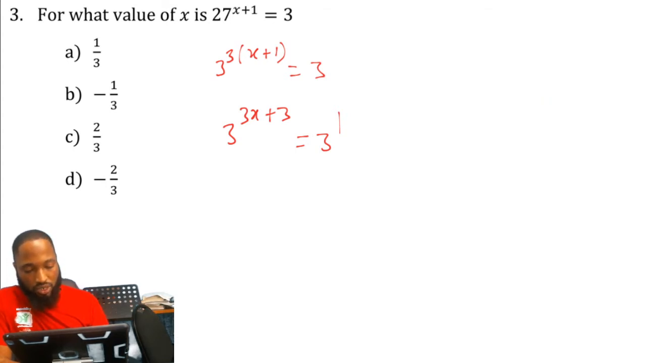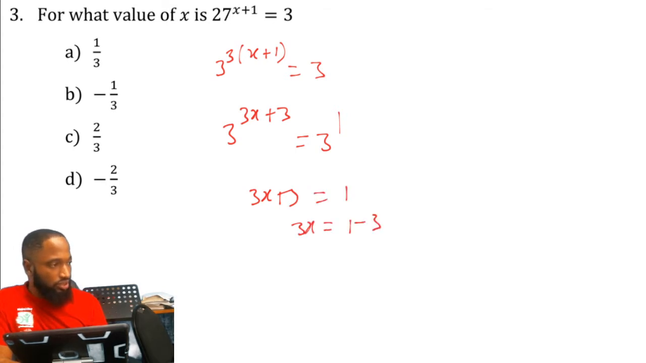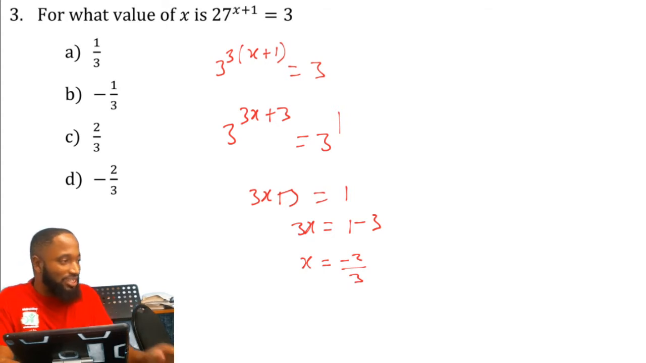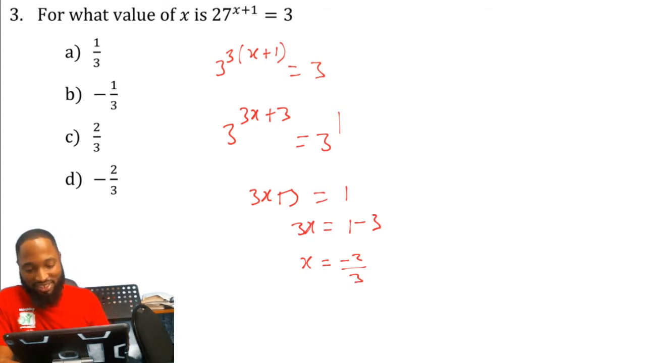So you're left with 3x plus 3 equal to 1. 3x is equal to 1 take away 3, which is negative 2. Negative 2 for x. So the answer is D.